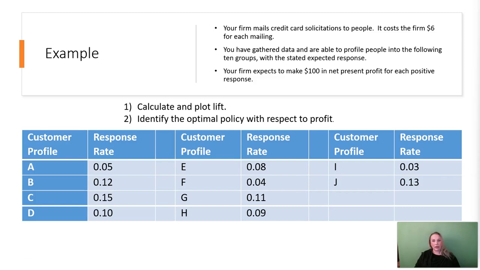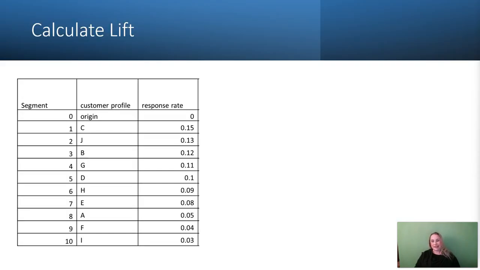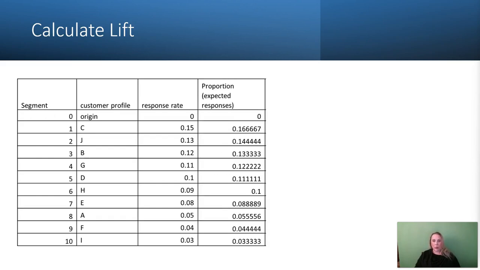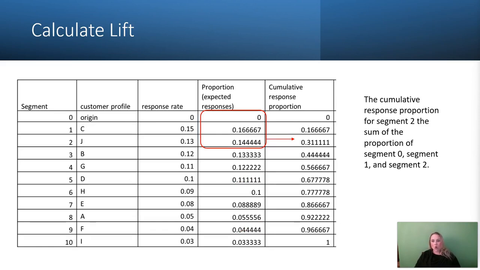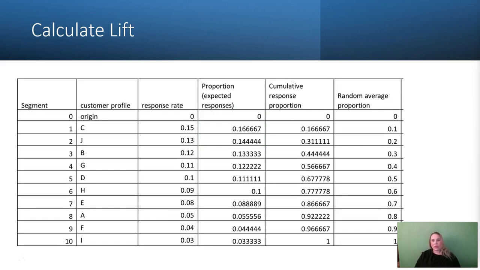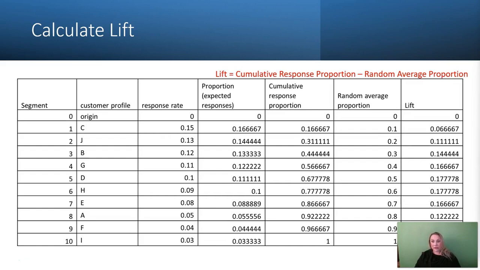So the first thing to do for calculating lift is to take your response rates and order them in decreasing order. And then we can find our proportion of expected responses by taking the response rate for your individual segment divided by your total response rate to get your proportion for that segment. And then your cumulative response proportion will be the proportion of expected responses for your individual segment and all of the segments preceding it. Notice that your cumulative response proportion will always be 1 for whatever your last segment is. Then your random average proportion is going to be the cumulative value of the 10 segments being distributed evenly. And then your lift is going to be your cumulative response proportion minus your random average proportion.